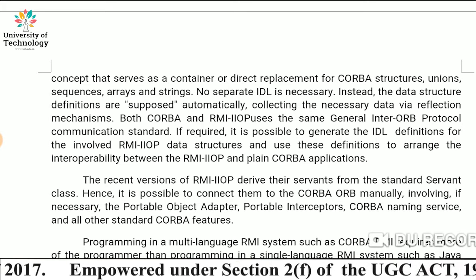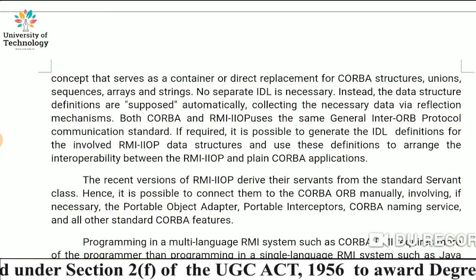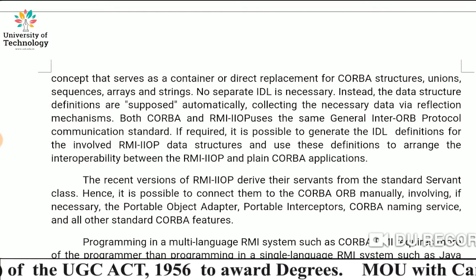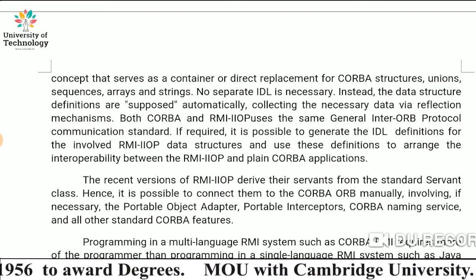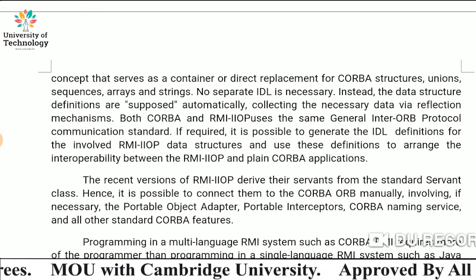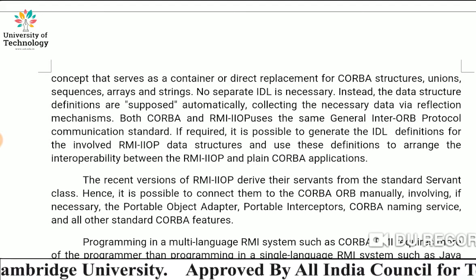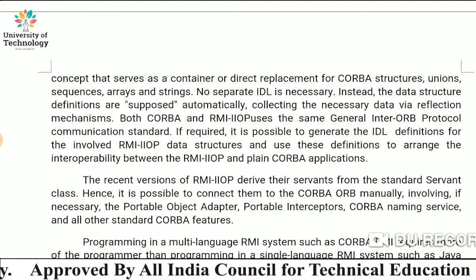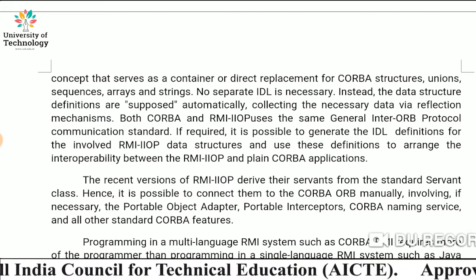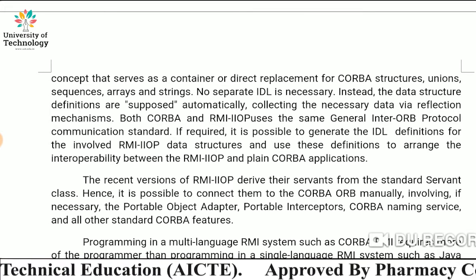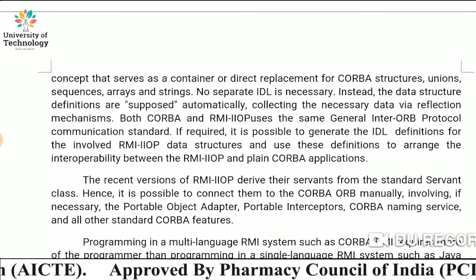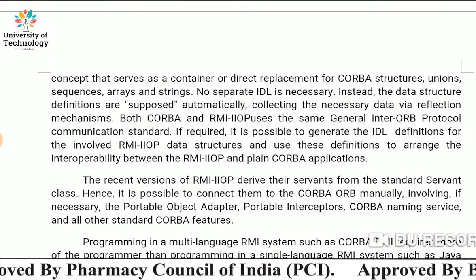The recent versions of RMI-IIOP derive their servants from the standard servant class, hence it is possible to connect them to the Corba ORB manually, involving, if necessary, the portable object adapter, portable interceptors, Corba naming service, and all other standard Corba features.